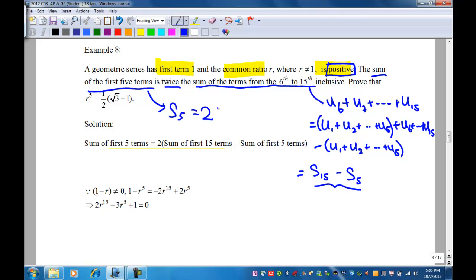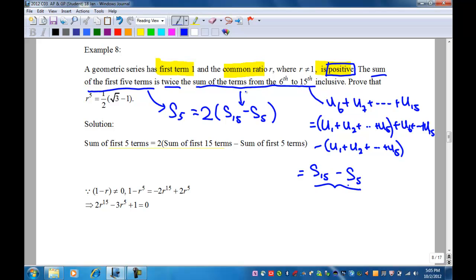Let me write it properly. It means the sum of the first 15 terms subtract the sum of the first 5 terms. Now we need to work with this condition to prove that r power 5 equals half times root 3 minus 1.